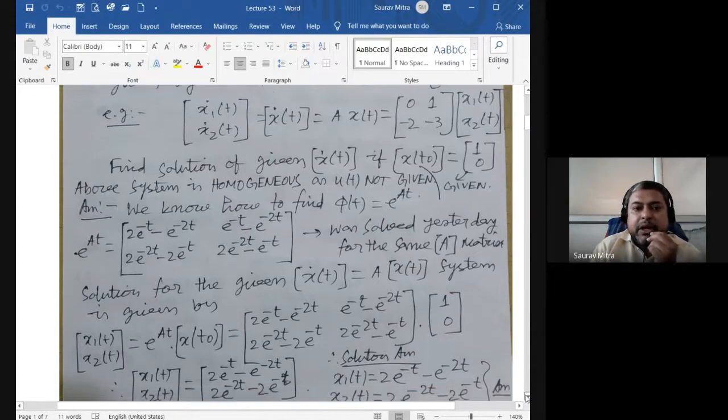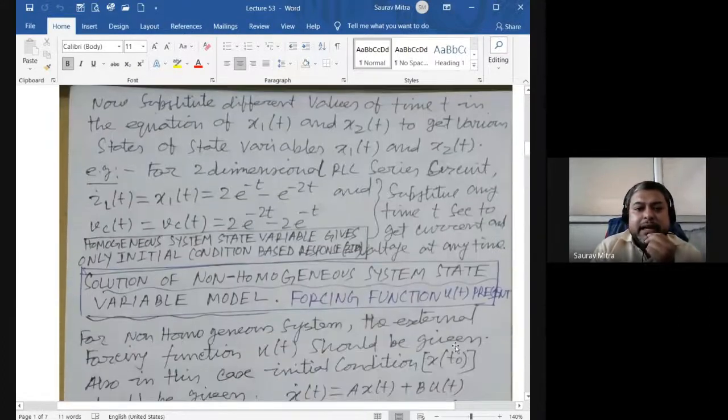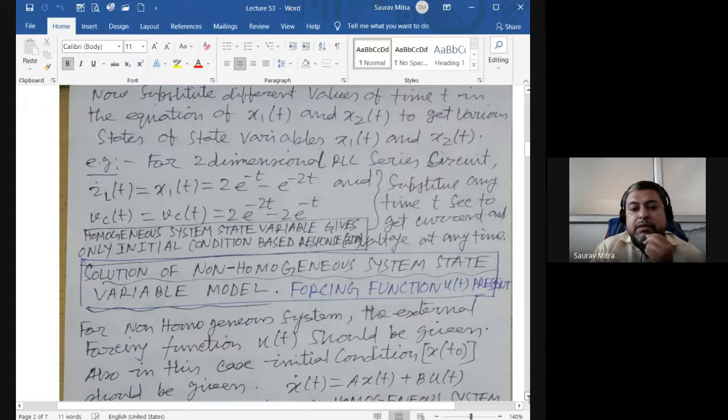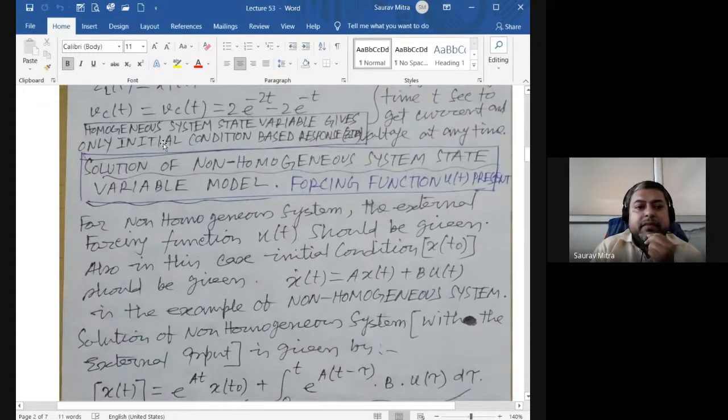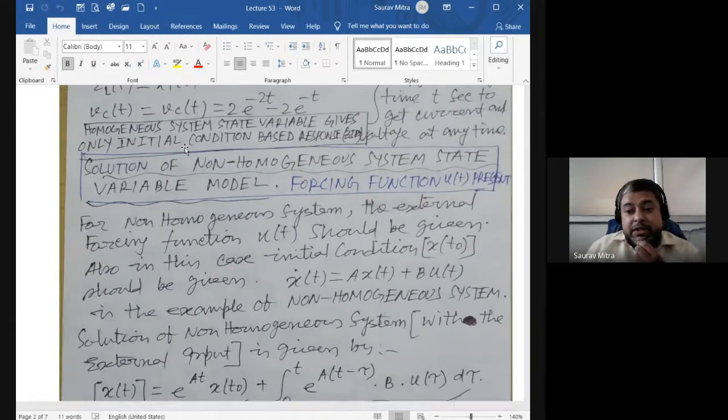Now we are finding the state variables, and we are trying to plot how much is the circuit current and how much is the circuit voltage. So in this, you just substitute different values of time and you're going to get the homogeneous system solution. But why is this called homogeneous? Because the homogeneous system state variable gives only the initial condition based response, which is called the zero input response, or which is called the transient response. So this is what you have to remember. Whenever I'm saying it's a homogeneous system, there is no external input. So the u(t) part is not there.